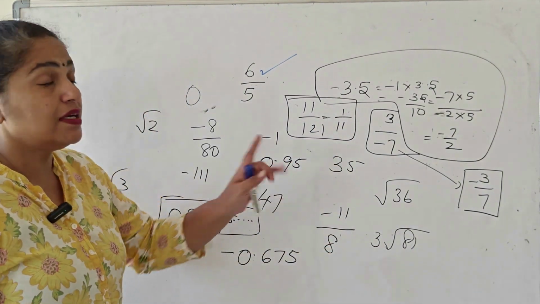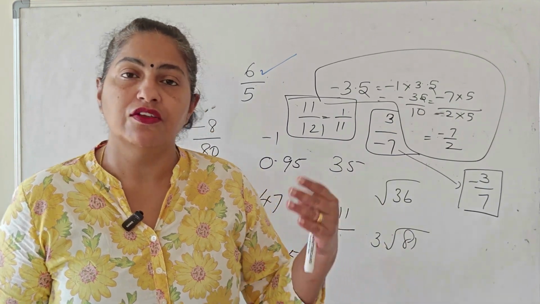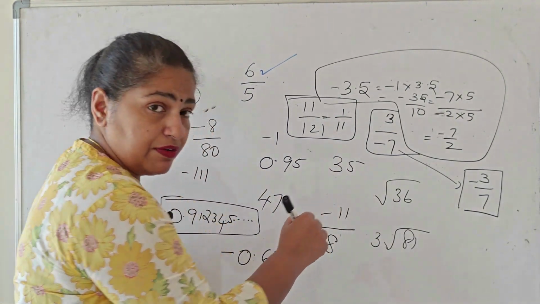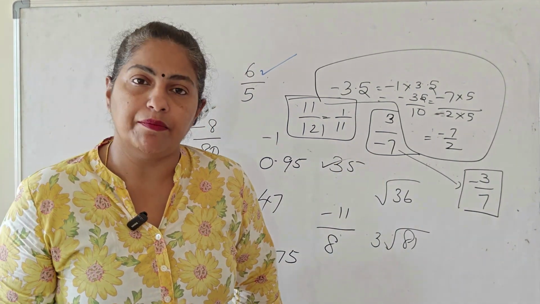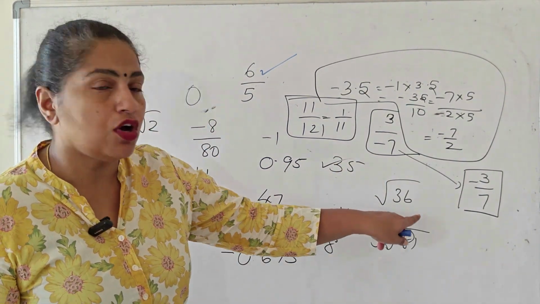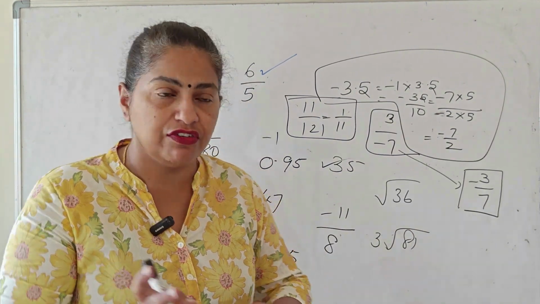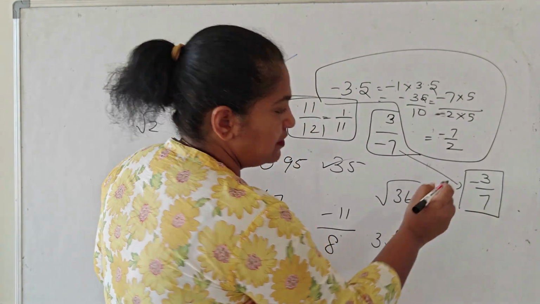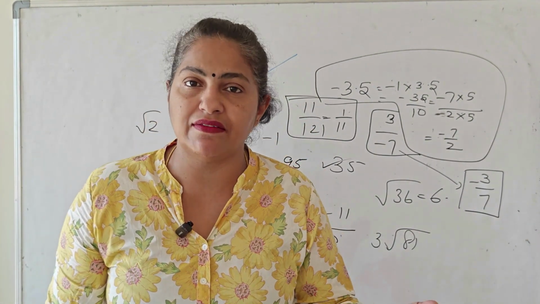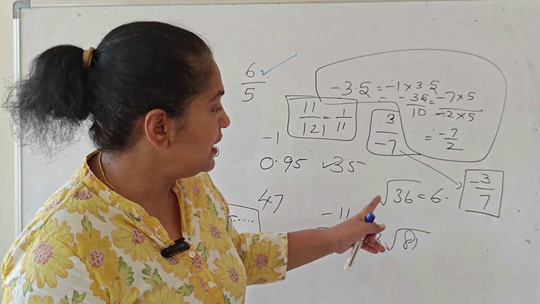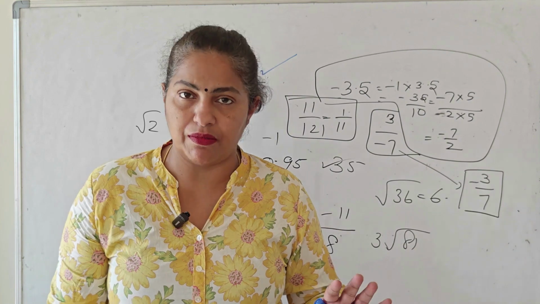Okay. Now 35. 35, as you know, is a natural number. It's an integer. So I can write 35 as 35 by 1. Therefore 35 is a rational number. Now, root of 36. You know the value of the square root of 36, which is 6. Okay, even if you take the negative square root, which is minus 6 also, there is no problem. Either way, root 36 is a rational number.